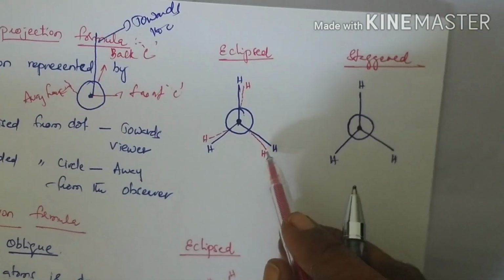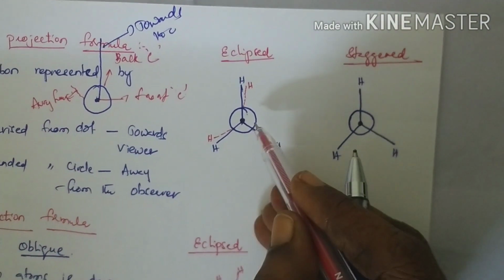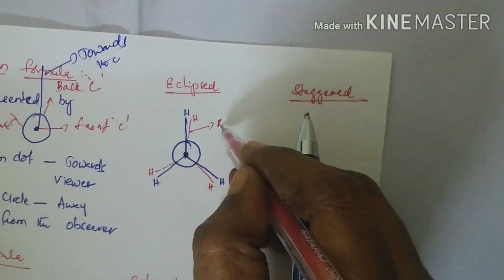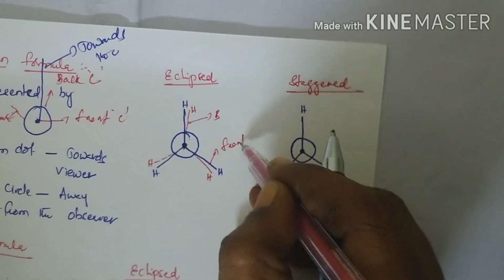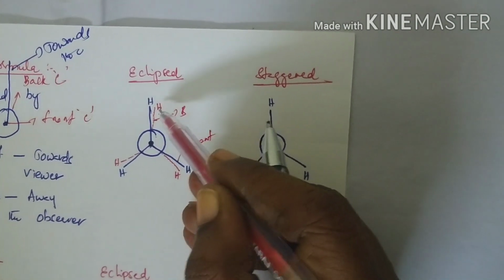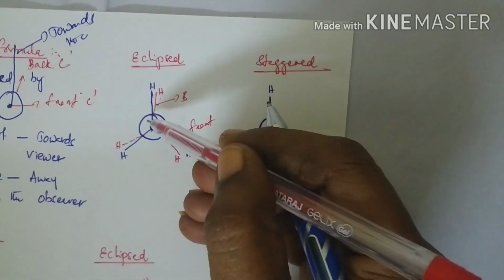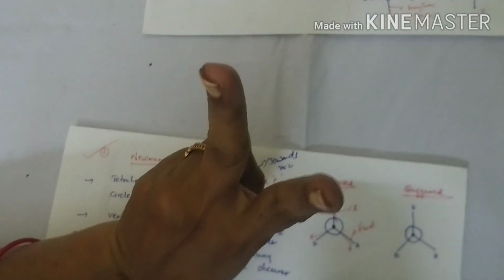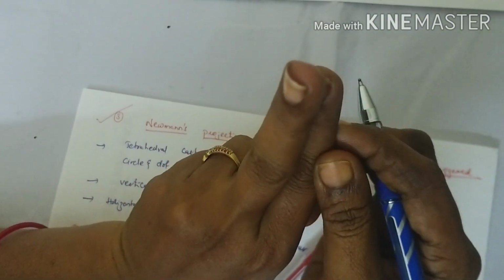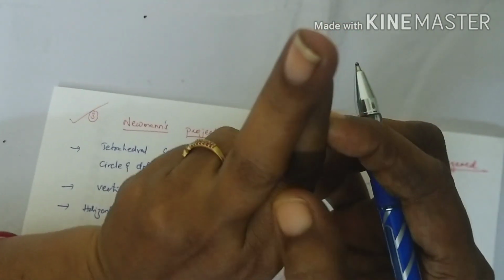Now coming to the eclipsed and staggered models. Here the red color indicates the back carbon and the blue color indicates the front carbon. The eclipsed model is nothing but the back carbon alignment exactly eclipsed under the front carbon. Students, see these fingers: this one is the front carbon, this one is the back carbon. Here the back carbon alignment is exactly eclipsed under the front carbon. What is the bond angle between front carbon and back carbon? Here the bond angle is 0 degrees.